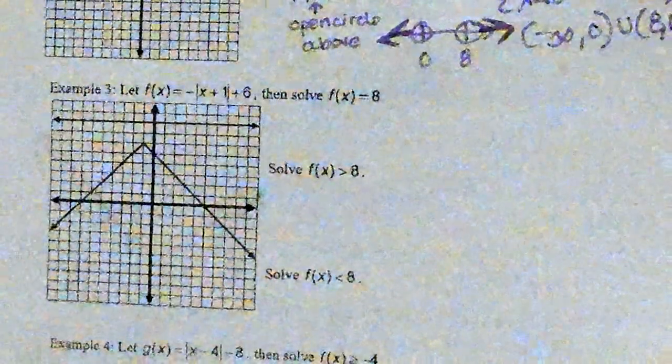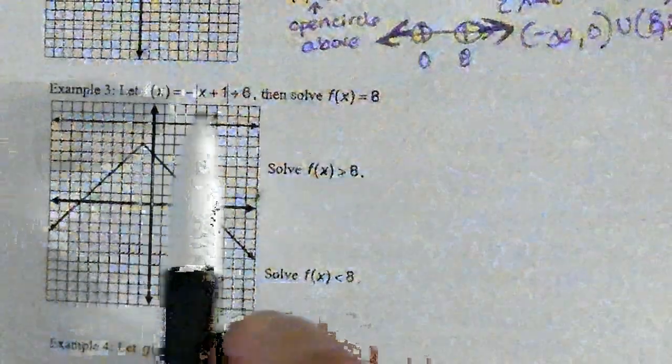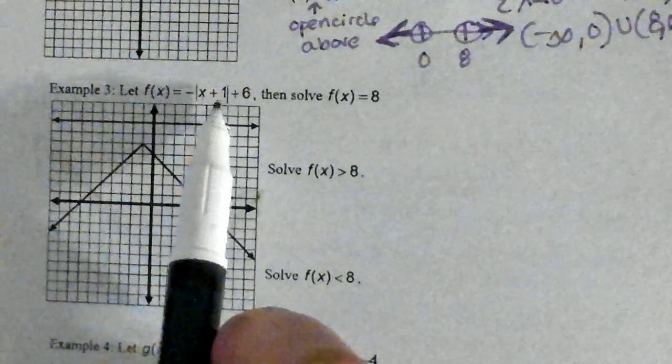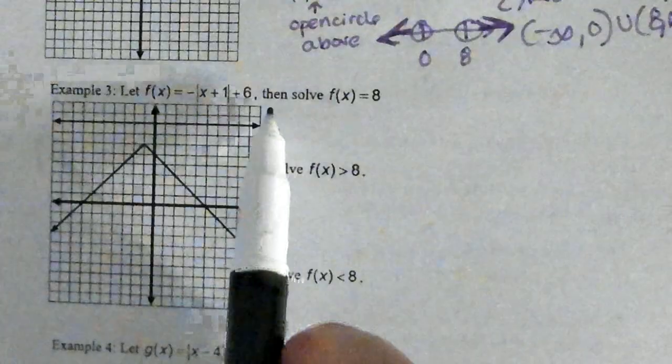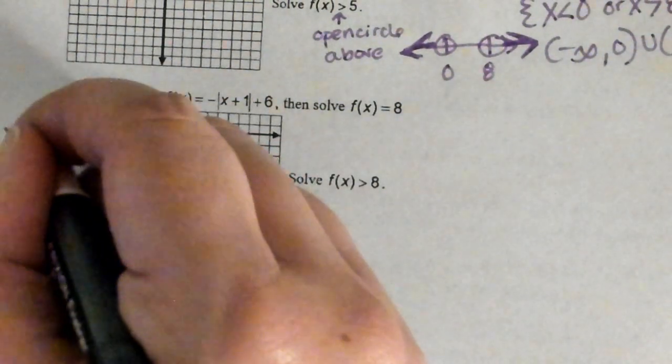Example 3 is kind of weird. Let f of x equal this absolute value function. It's reflected, shifted left 1, up 6. That's our function, and we want to solve when f of x equals 8. That's this line way up here, the line y equals 8.